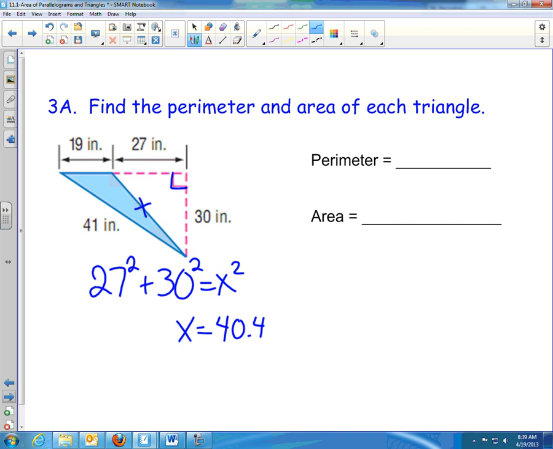So we're finding the area and the perimeter of the shaded figure. For finding our perimeter, we're going to add the shaded figure sides.